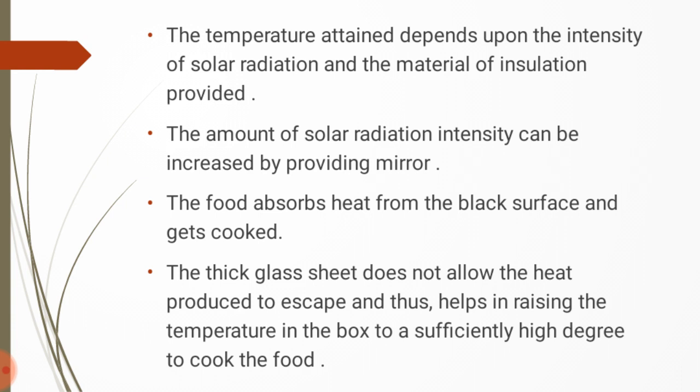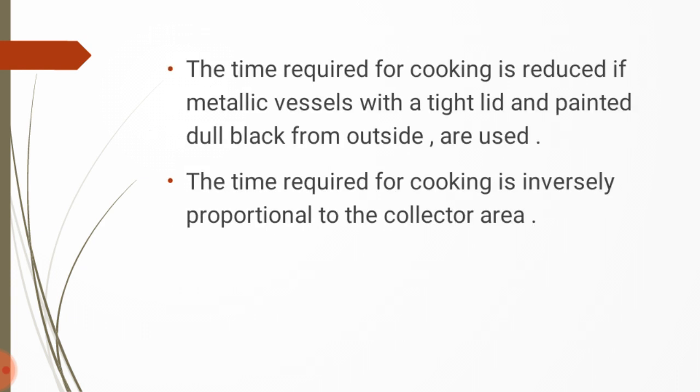The thick glass sheet does not allow the heat produced to escape and thus helps in raising the temperature of the box to a sufficiently high degree to cook the food. Also the glass cover plate plays another important role: it avoids heat losses from the solar cooker interior part, so that it helps raise the temperature of the box to a sufficiently high degree, and due to the high temperature the food gets cooked. So this is the actual principle of how the solar cooker works.